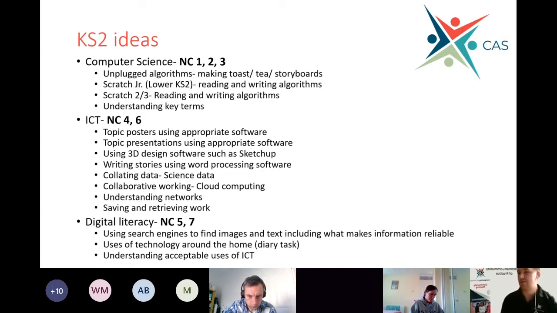Obviously the acceptable uses of ICT, so not trying to break into someone else's computer and things like that. And how they can act well when they're using social media, and those sorts of things. Again, I don't know if anyone else has got any ideas of things that can go into Key Stage 2 planning age.